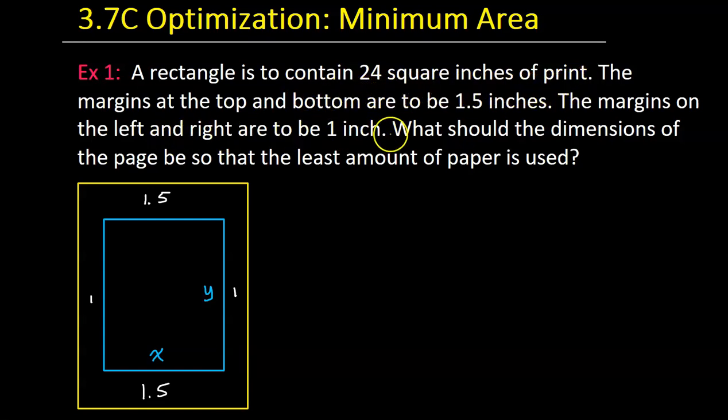The margins at the top and bottom are to be 1.5 inches. The margins on the left and right are to be 1 inch. What should the dimensions of the page be so that the least amount of paper is used?